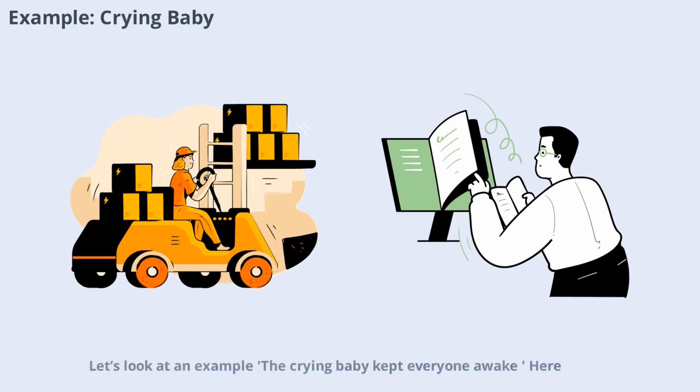Let's look at an example. The crying baby kept everyone awake. Here, crying is a present participle that describes the baby. It tells us what the baby is doing and adds a sense of action to the sentence. This use of participles helps to create a more dynamic and engaging description, making it clear why everyone was kept awake.